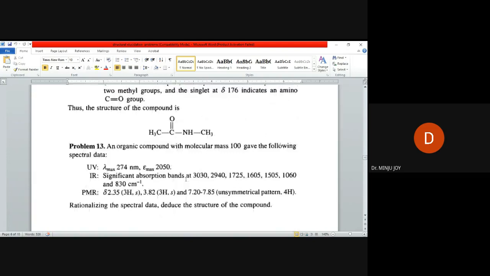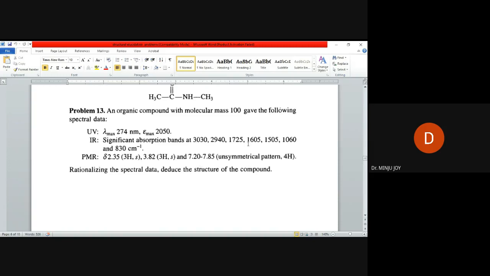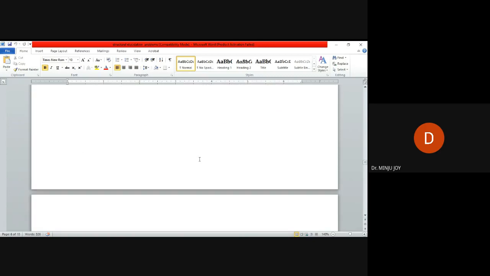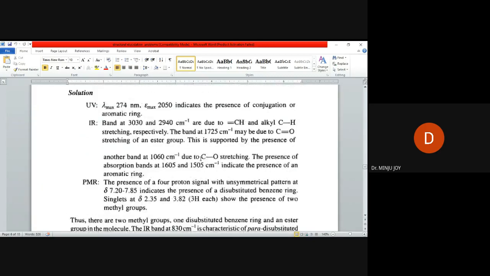Next is a compound having a molecular mass of 100. The value is 274, the absorption bands are already given, and the proton NMR values. So here the solution: 274 and a higher epsilon max indicate conjugation or an aromatic ring. From proton NMR it is clear that the values 7.20 to 7.85 always indicate benzene, and they show only 4 proton signals. That means it is disubstituted. Two positions are vacant that will be attached to functional groups.